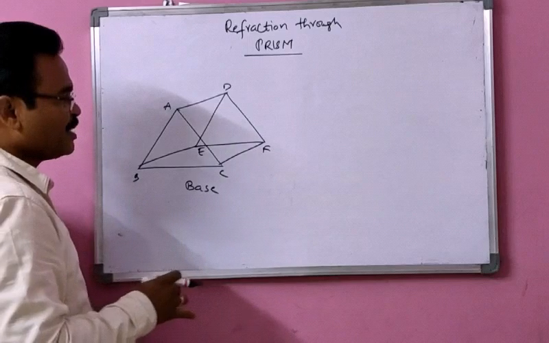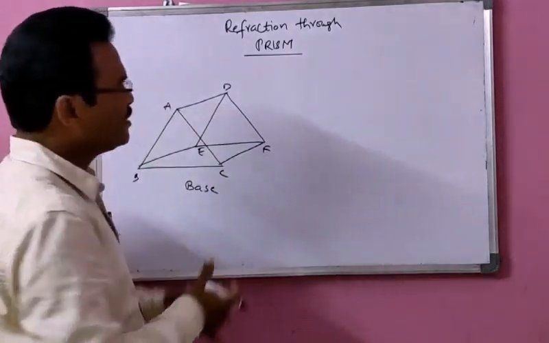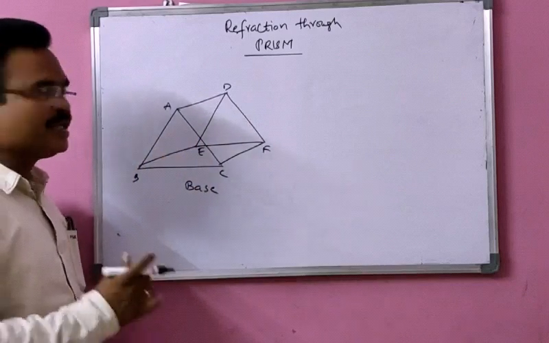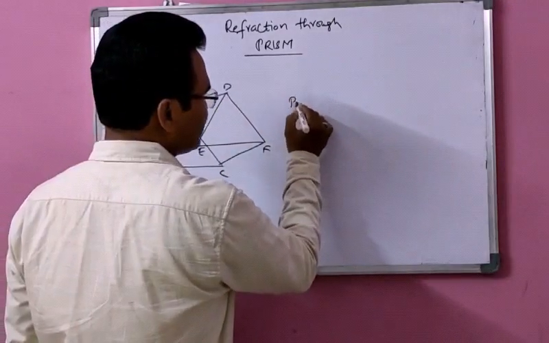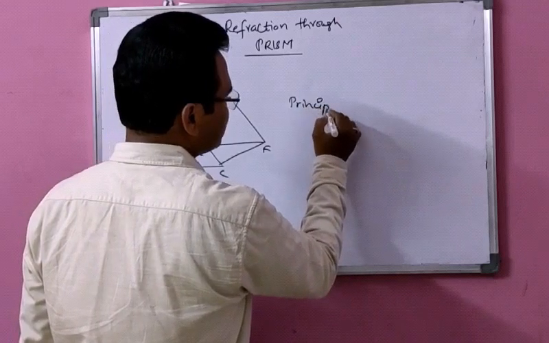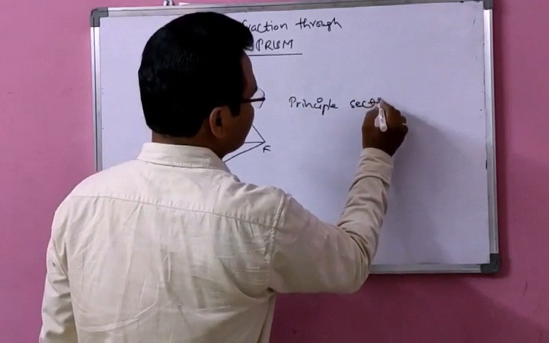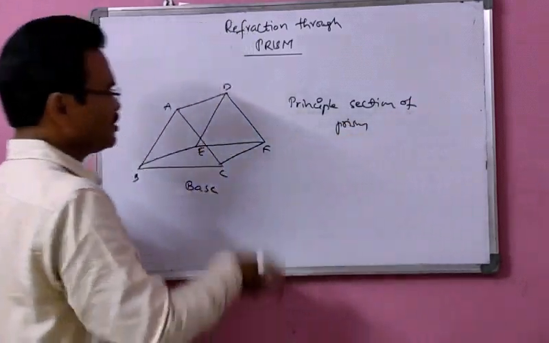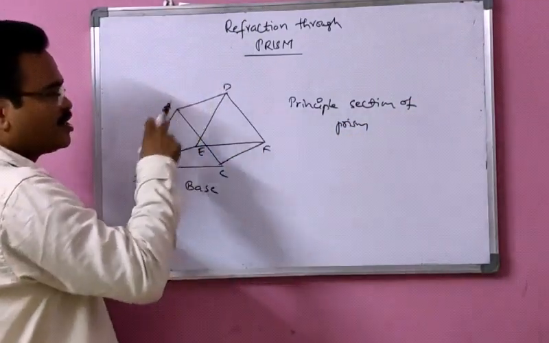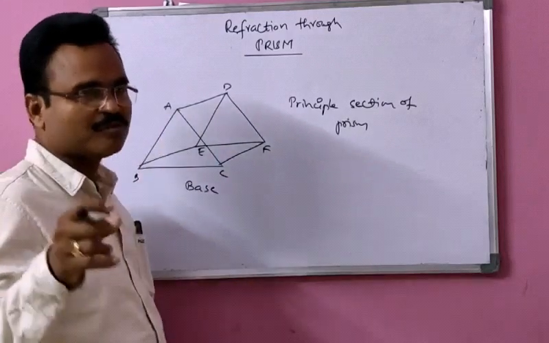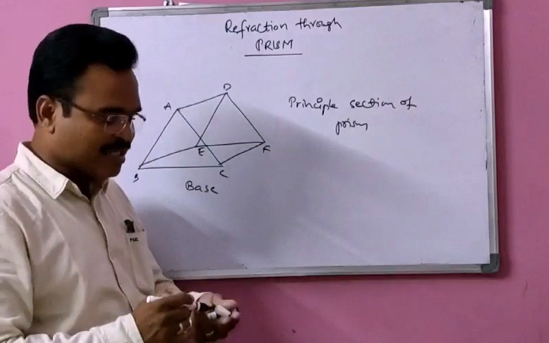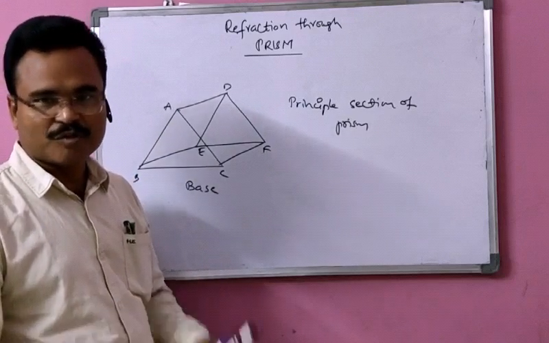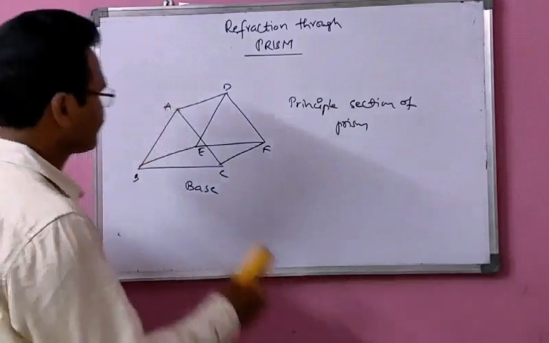But while explaining the refraction of light through a prism, we don't draw this total figure. We take the principal section of the prism. So what do we mean by the principal section of the prism? Suppose you cut this one, what is the shape that you are going to get? You are going to see the triangle shape. That triangle shape is normally taken for all our considerations that we are going to take up now.